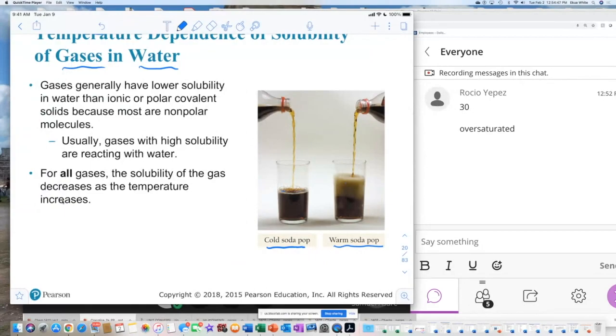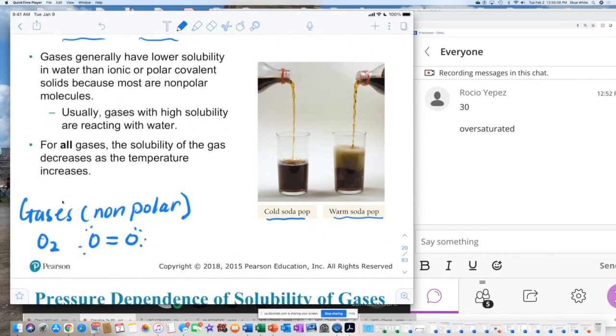We're told in general, gases in general are nonpolar. Think about it. The gas that we're inhaling right now, oxygen, it's nonpolar. It's literally O2, right? O double bond O with dots. This is nonpolar. And the oxygen is going into our blood, and our blood is mostly water. So we're told here gases generally have lower solubility in water than ionic or polar covalent compounds, right? Because gases are mostly nonpolar, and water is polar.